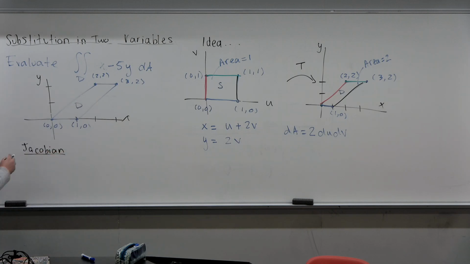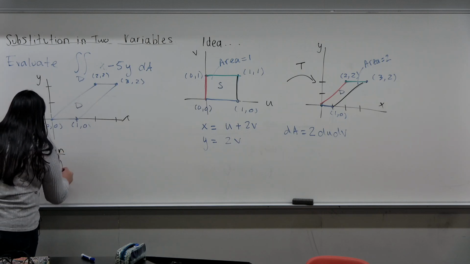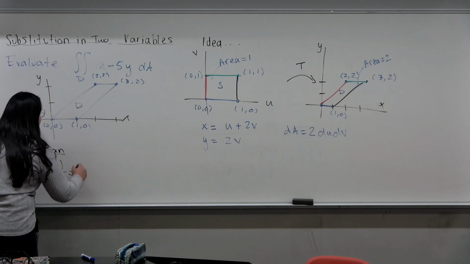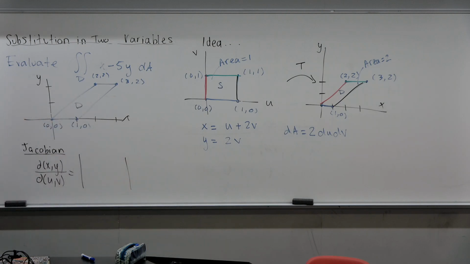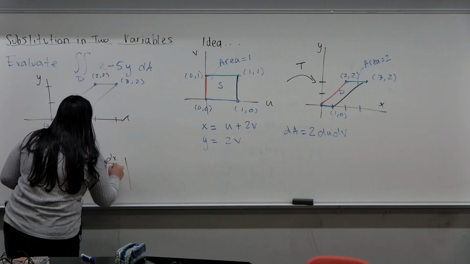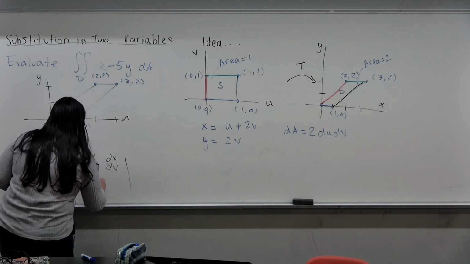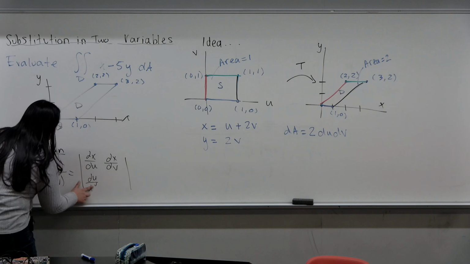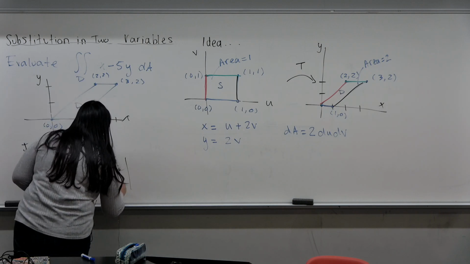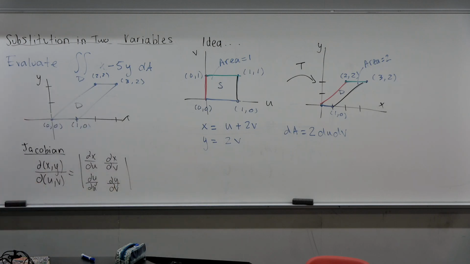The Jacobian is defined as follows. Partial (x,y) over partial (u,v) is the determinant of this 2 by 2 matrix that has entries partial x with respect to u, partial x with respect to v, and then in the second row, partial y with respect to u, and partial y with respect to v. So you have to compute the partial derivatives of both x and y with respect to the variables u and v, and then take its determinant, right?